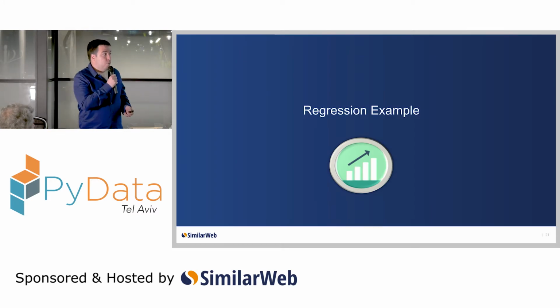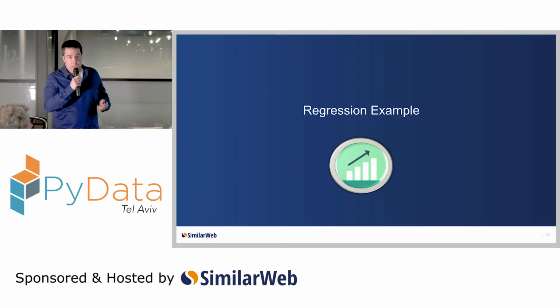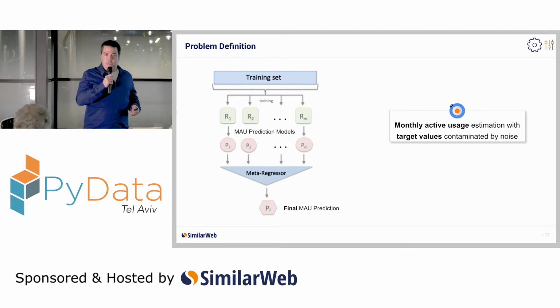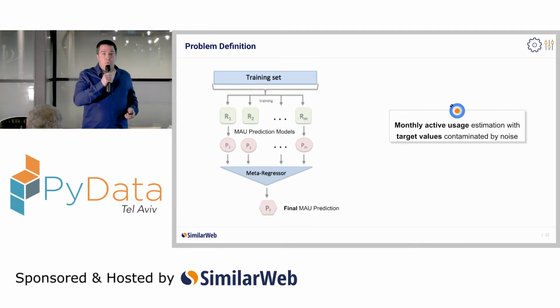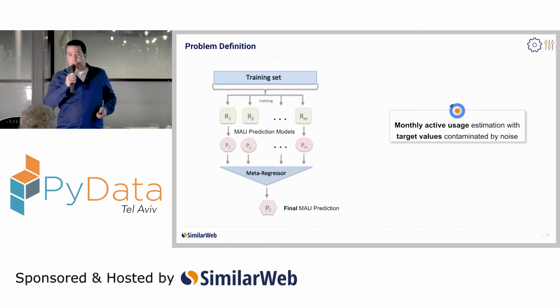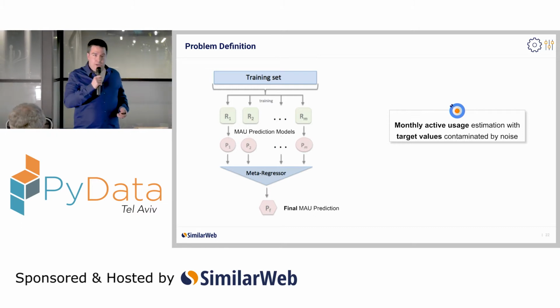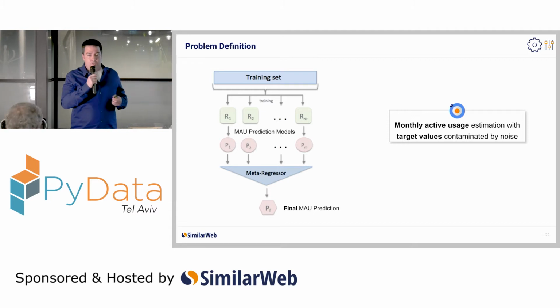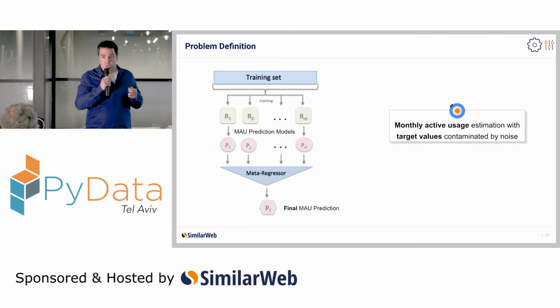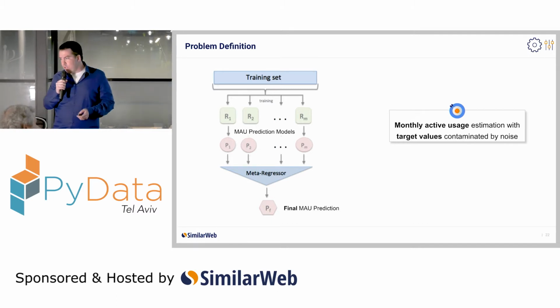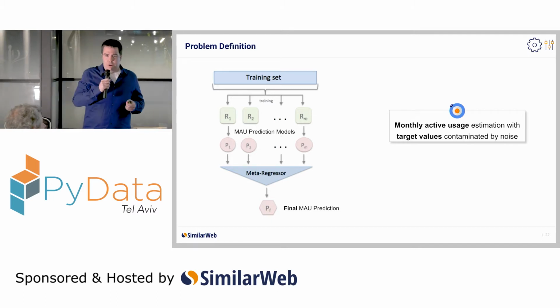The next example will be a regression one. It is based on a project I did 7 months ago while working at Similarweb. The project goal was to estimate the monthly active usage of Android applications. That is the number of users, or the percent of users, that use the application at least once during the month. This project was challenging for several reasons.